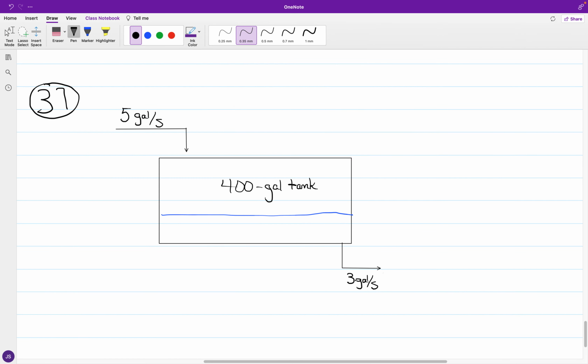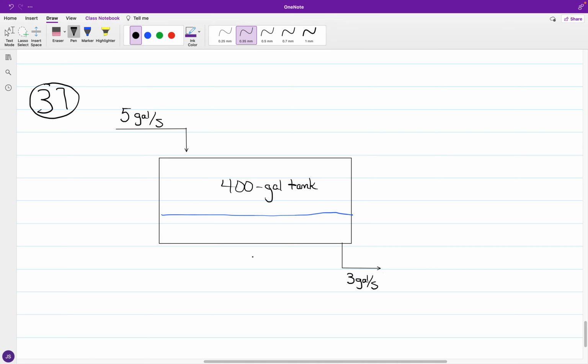Okay, for what we have in number 37, we have a 400-gallon tank that initially contains 100 gallons of brine, which holds 50 pounds of salt. And we have brine containing 1 pound of salt per gallon entering the tank at the rate of 5 gallons per second, and the well-mixed brine in the tank flows out at the rate of 3 gallons per second. And it's asking how much salt will be in the tank whenever it is full of brine.